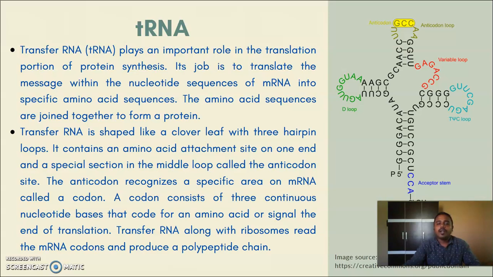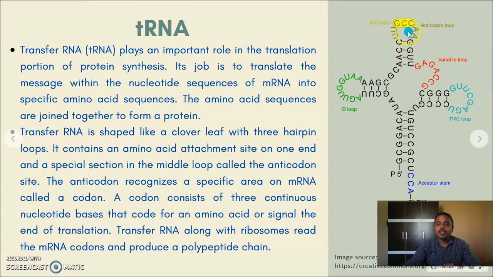The transfer RNA is shaped like a clover leaf. So this is the shape of a tRNA, which looks like a clover leaf with 3 hairpin loops. It contains an amino acid attachment site on one end. So you could see here there are 3 loops in your tRNA shape, and it has an amino acid attaching site. The loop region is called the anticodon site.